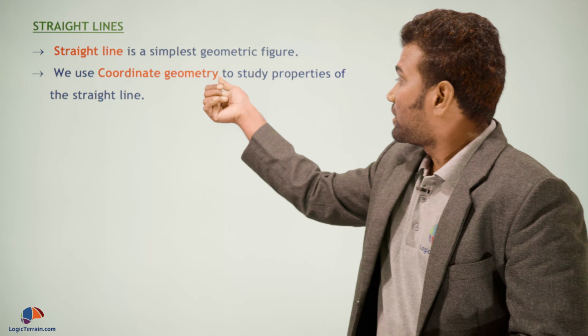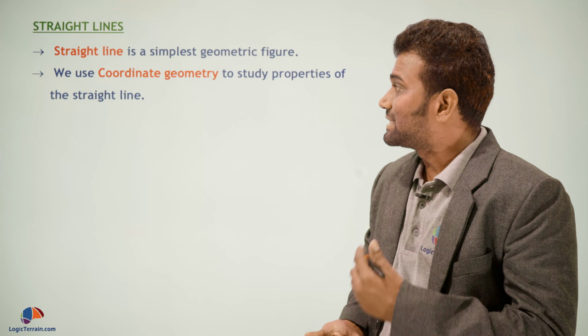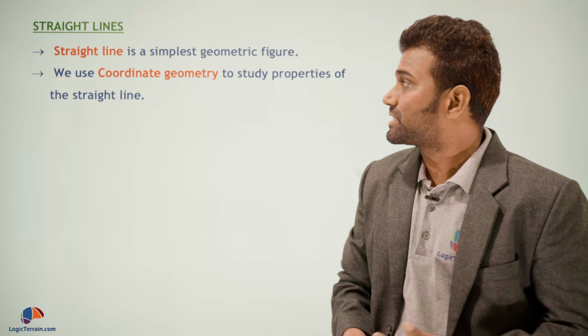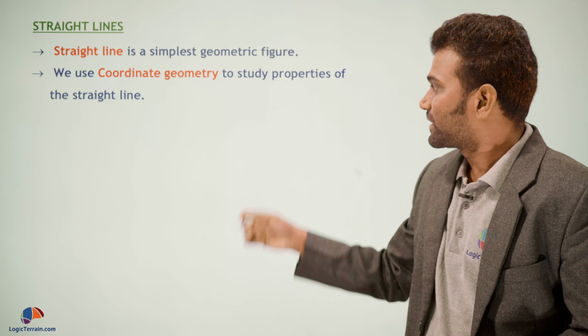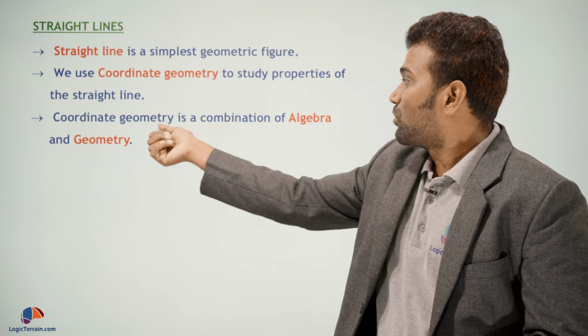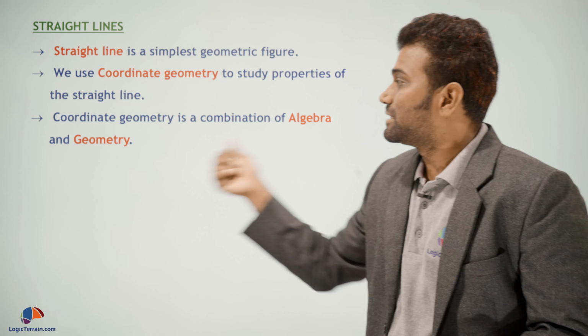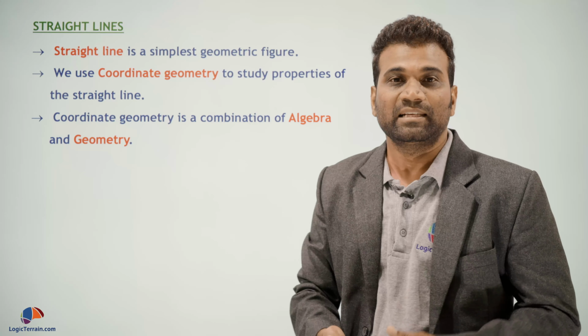We use coordinate geometry to study properties of the straight line. So what is the basis, or you can say the foundation, to study straight lines? That is coordinate geometry. So what is coordinate geometry? Again, coordinate geometry is a combination of algebra and geometry. You are familiar with algebra as well as geometry from earlier classes.